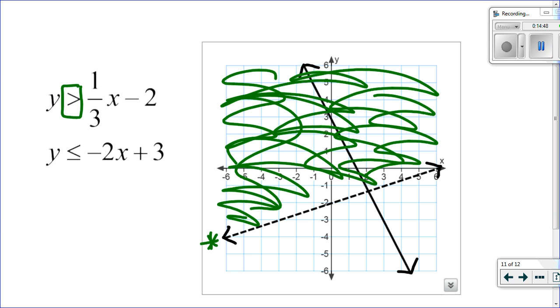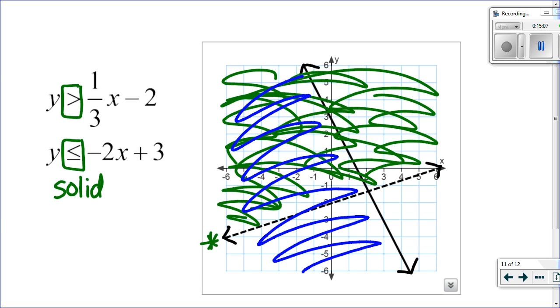My other one is less than or equal to, so again, notice that that's a solid line because of that equal to. It's solid, and it's less than, so I'm going to shade below the other line. So below this solid line is going to be right here. That would be considered below.